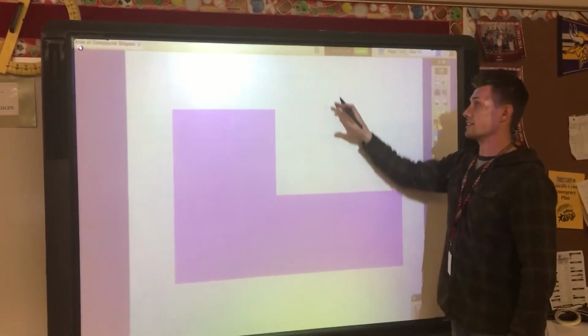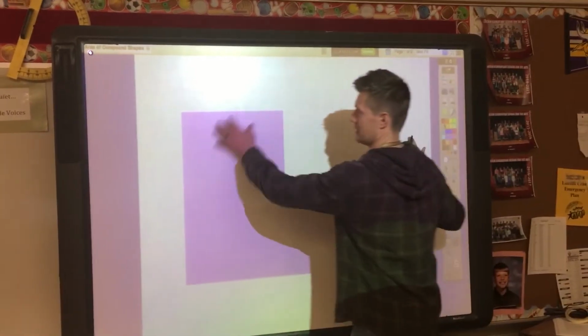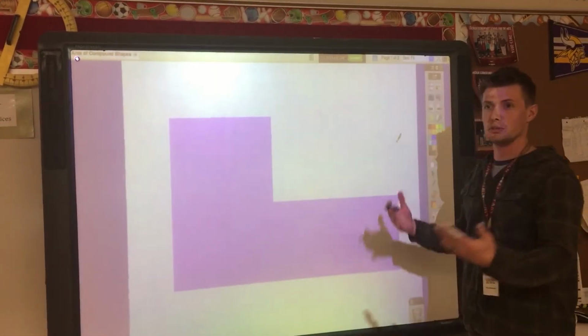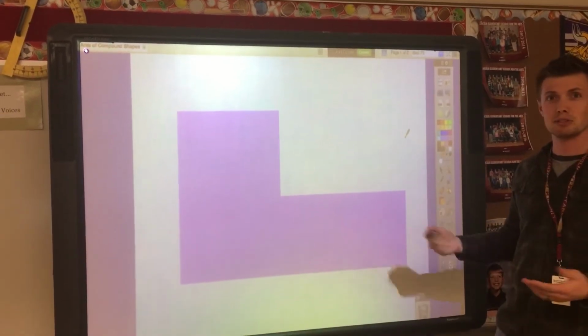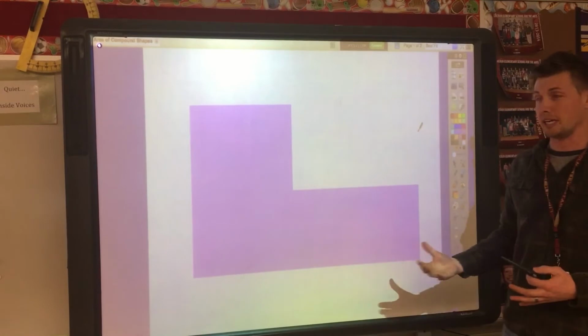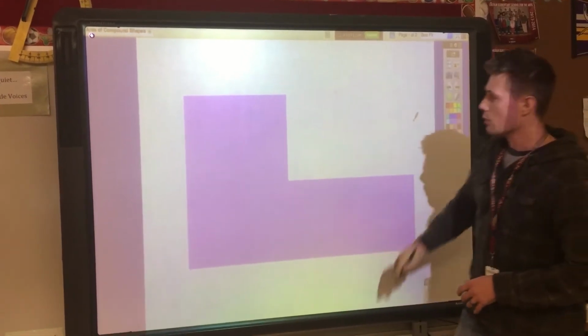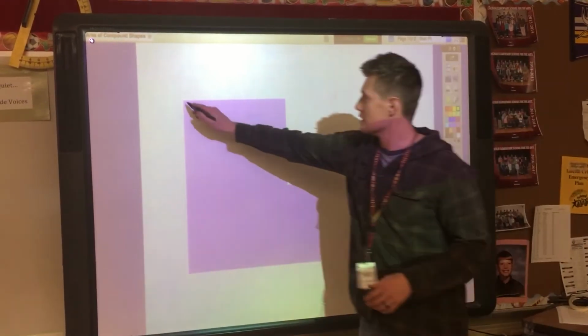Alright, today's video we're going to talk about area of a complex shape. So right now you can tell that this shape, we really can't just do base times height. We can't do base times height divided by 2, so instead we have to think about what do we know about rectangular shapes.